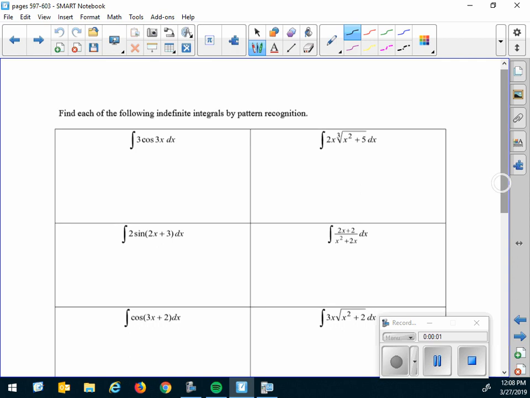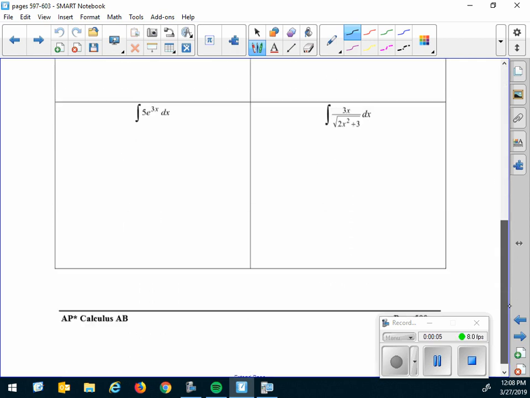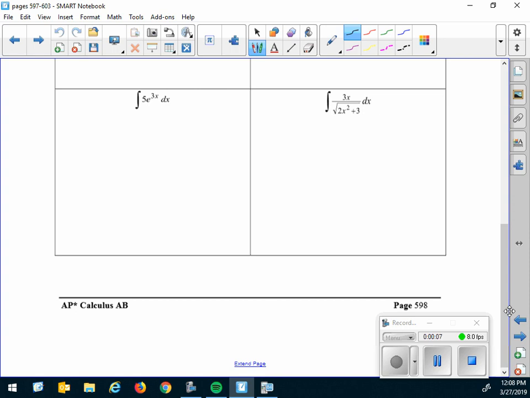For those of you who are watching the video, it looks like we're on the second page of the notes, and we had not finished those last two. And I want us to do those. Remember, what technique were we learning on Monday? What was it called? Integration by u substitution. Yeah. Now, let's look at the first one, the integral of 5e to the 3x dx.